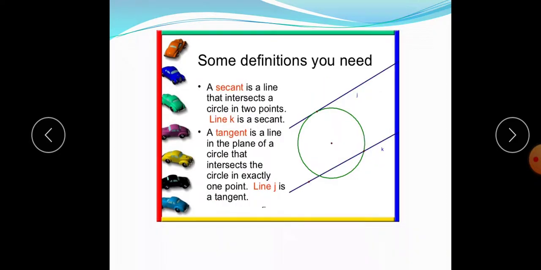Now let me see what a tangent is and what a secant is. That is a very important property in this chapter. A secant is a line that intersects a circle in two points. This is a secant. But if you see this line touching the circle at only one point, then it is called a tangent. This is a secant of a circle and this is a tangent of a circle.